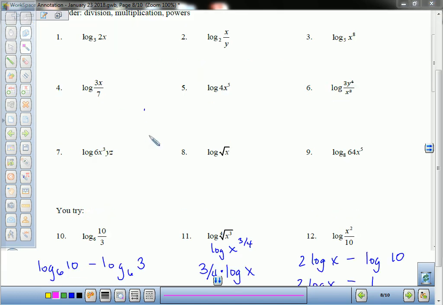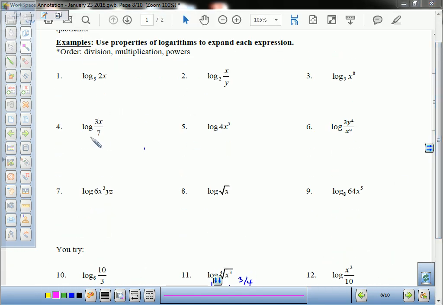So let's go to number 4. On number 4, we have 2 things going on. In the numerator, we actually have a product, 3 times x. And then we have this quotient divided by 7. So when we break this up, and guys, what's the base on this one? 10. Very good. So when we break this up, this multiplication in the numerator can become addition. And this division results in subtraction. So this log gets expanded to 3 logs, a sum and a difference.